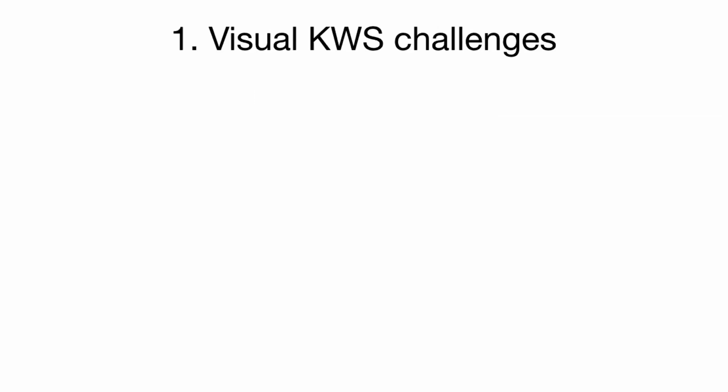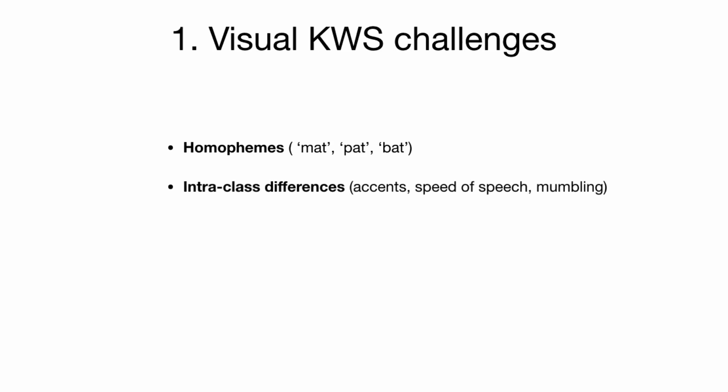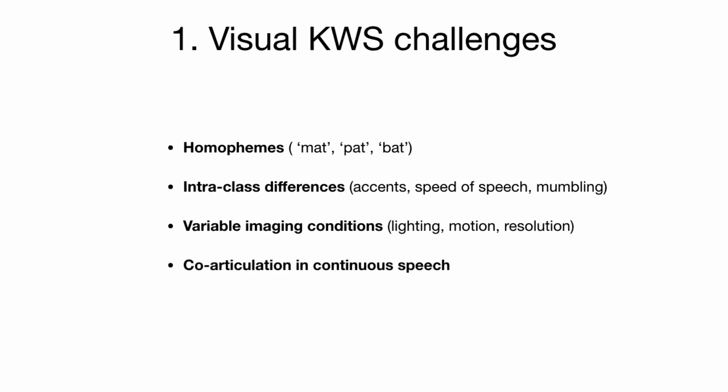Some key challenges in visual keyword spotting include homophones. These are words which sound different but involve the same lip movements. For example, the words mat, pat, and bat cannot be distinguished without any audio information. Other difficulties include intra-class differences, such as accents, speed of speech, and mumbling, which modify lip movements, and variable imaging conditions such as lighting, motion, and resolution. Spotting words from continuous speech is also challenging, as there may be co-articulation of the lips between preceding and subsequent words.